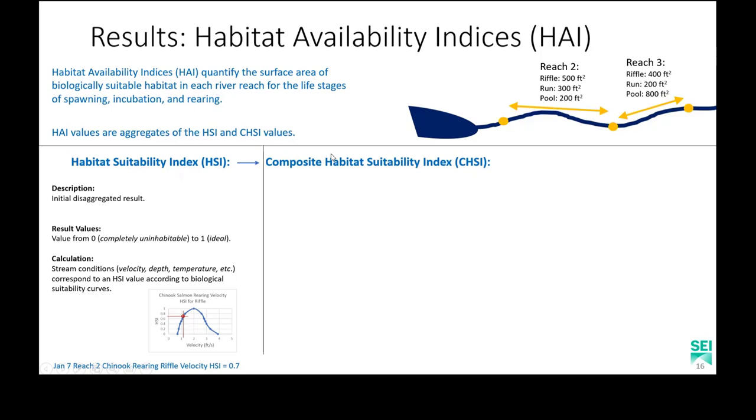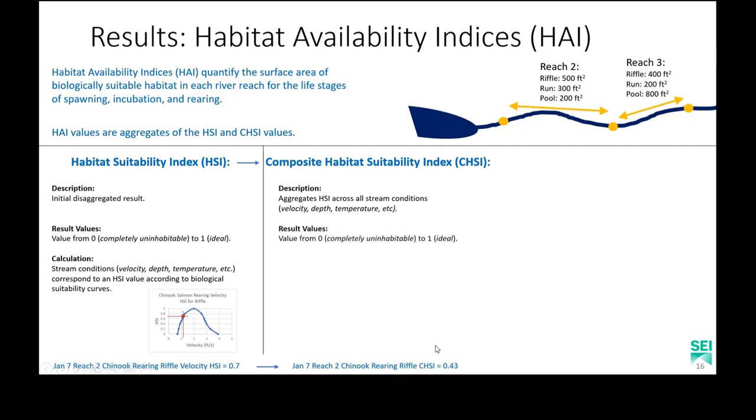And the next step in the results is that these HSIs are aggregated into composite HSI, where the results are aggregated across all the stream conditions. So that's things like velocity, depth, and temperature. And this will give us, instead of a riffle velocity HSI, now we just have a riffle CHSI. And again, it ranges from 0 to 1. In this case, just an example, it's 0.43.